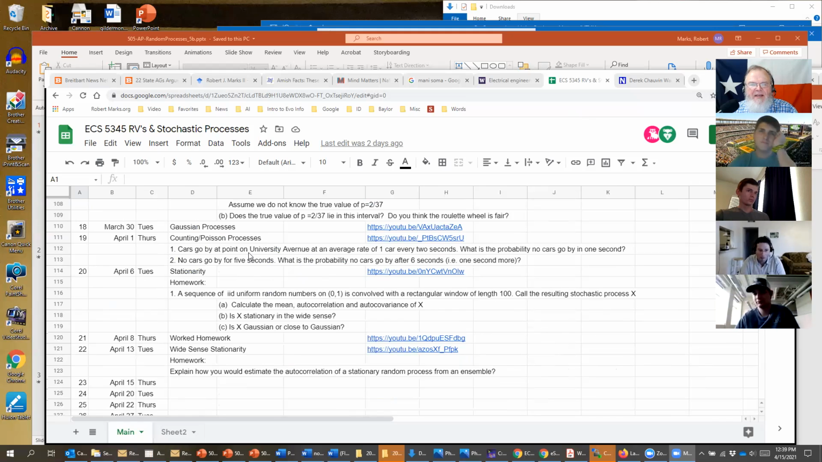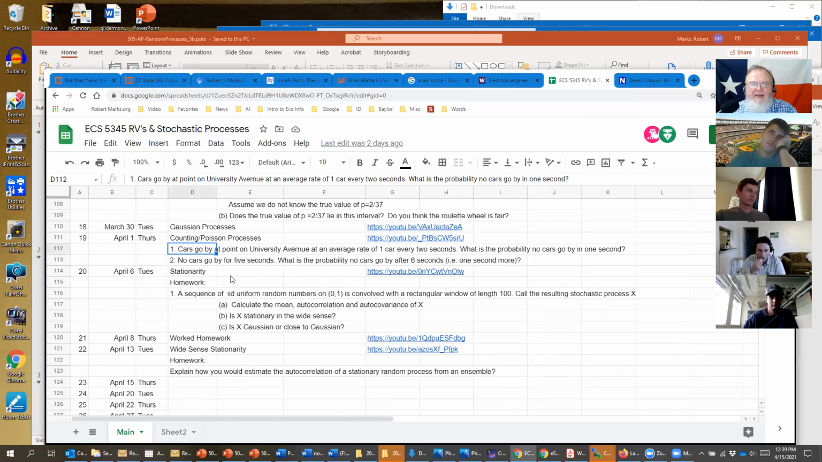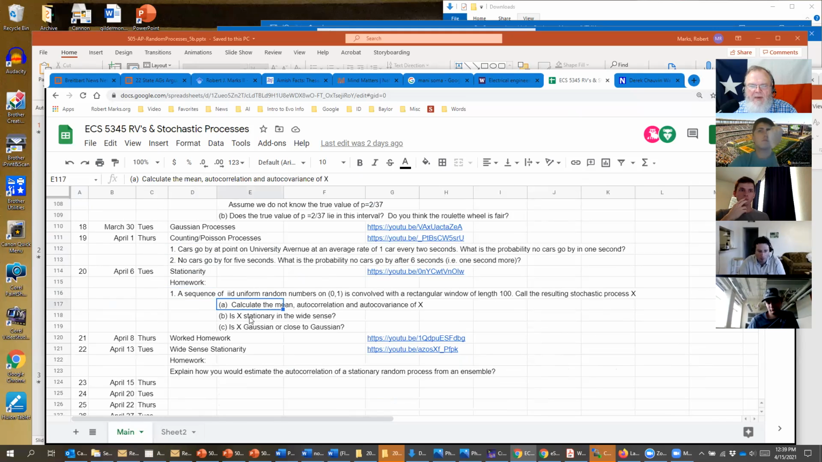Okay, cars go by at a point. We reviewed these last time. Cars go by at a point on University Avenue at an average rate, et cetera. No cars go by for 5 seconds. And then what's the probability that no cars go on after 6 seconds? And then there was the other one, a sequence of IID random variables. And I asked you to generate the mean, the autocorrelation, and autocovariance, and then ask if X is stationary and if X is Gaussian or close to Gaussian. We actually answered C, I think, in the class. So I think that you only have A and B to do.